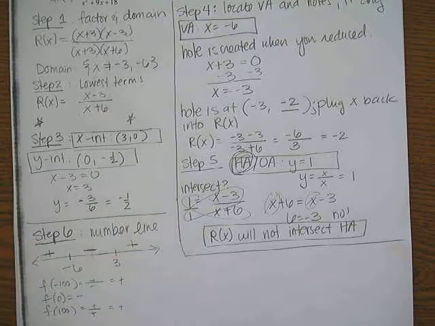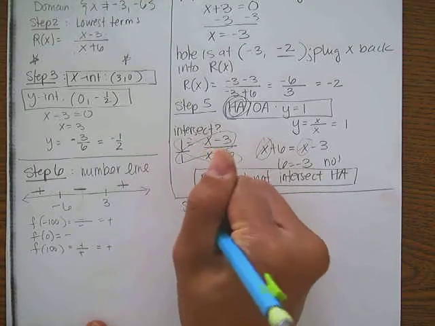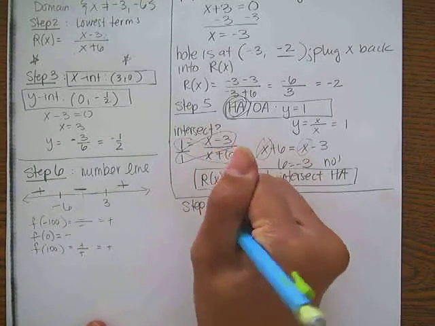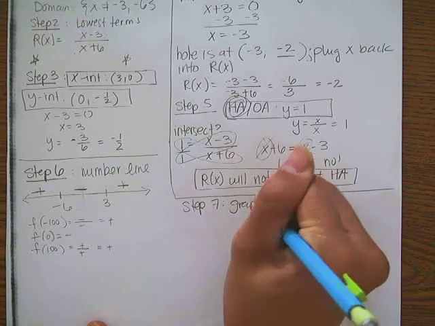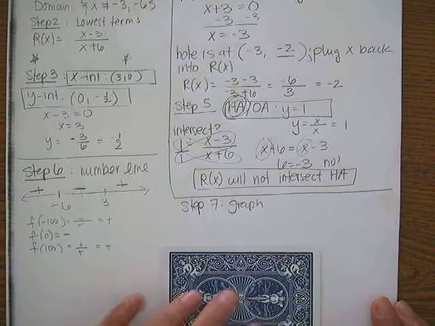Then step 7. Step 7 and step 6 go hand in hand. Graph, hand in hand because we're going to graph it by hand. All right, I'm going to look for a ruler. Don't have one, so a deck of cards it goes.